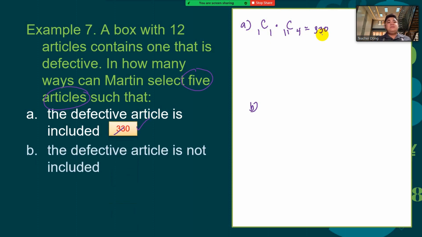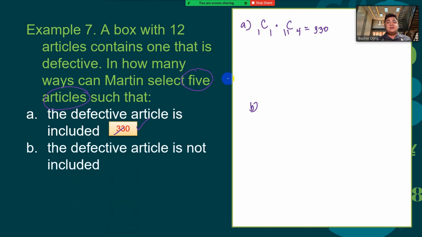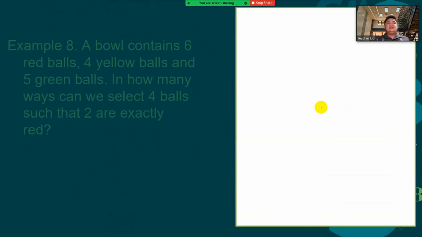Then for letter B, the defective article is not included. So it simply means that we only have 11 options, and then from this 11, we have 5 articles. So it's a combination of 11 taken 5 at a time. It's 462 combinations. Okay, as simple as that. I do hope that you can follow with our discussion for today. Right? Next, let's have number 8.